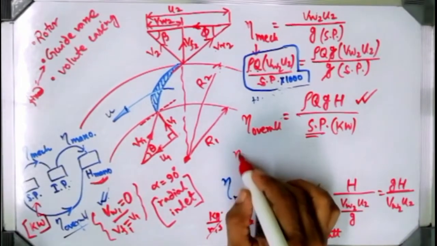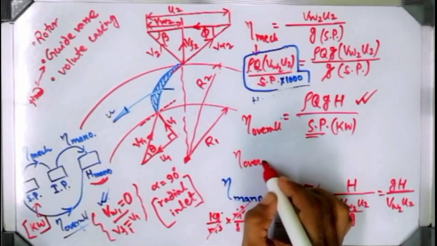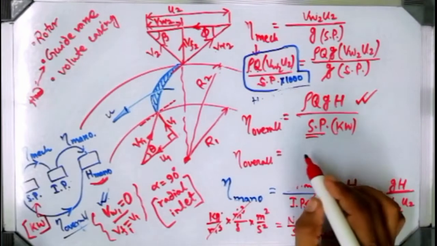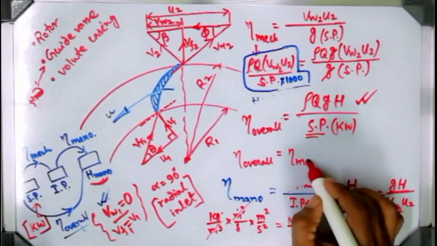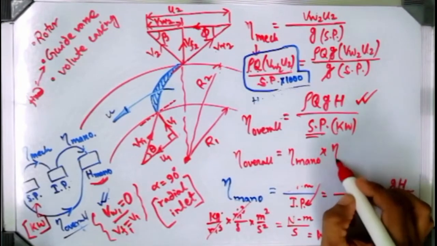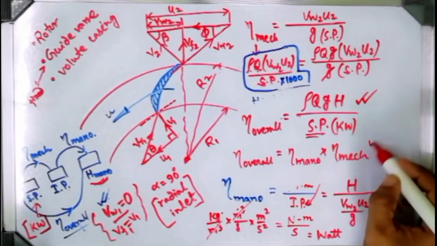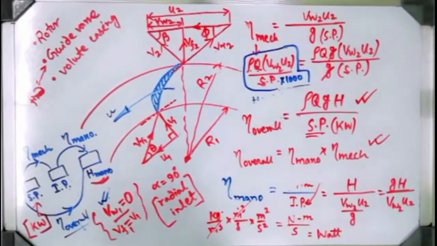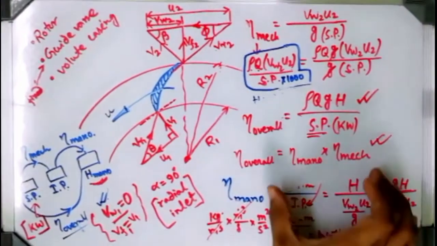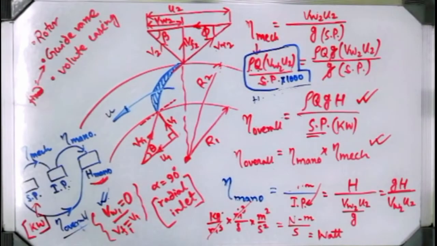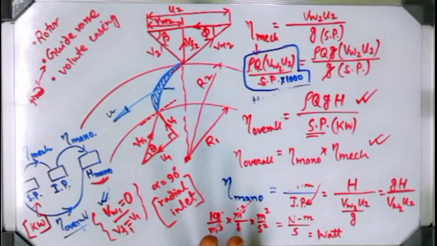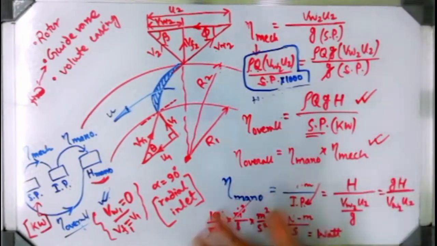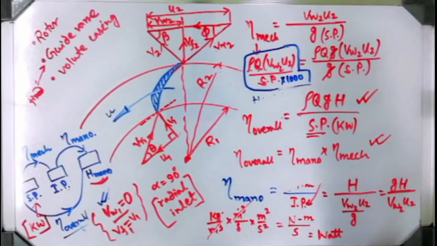So finally, this expression I have already used in the case of Francis turbine also, that eta overall is nothing but eta mano multiplied by eta mech. This relation can easily be built. If you just shuffle them, you can easily get this kind of expression. Why am I writing this expression? They are not very conceptual, but they are actually used to solve numericals.